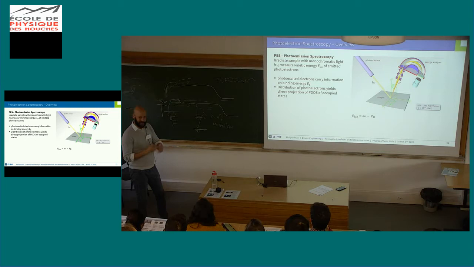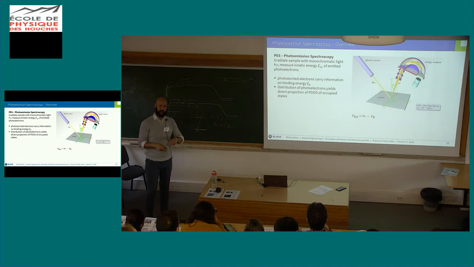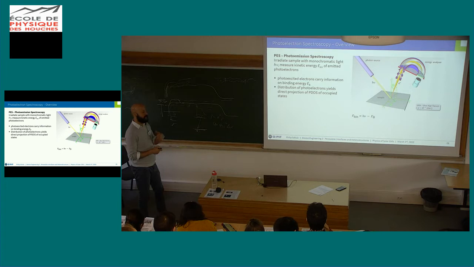Now what do we do? We irradiate the sample with monochromatic light of a given energy, so we have specific light sources from which we know the emission lines. And we measure the kinetic energy of the electron that is emitted by the photoelectric effect. Now these photo-excited electrons carry information about the binding energy.